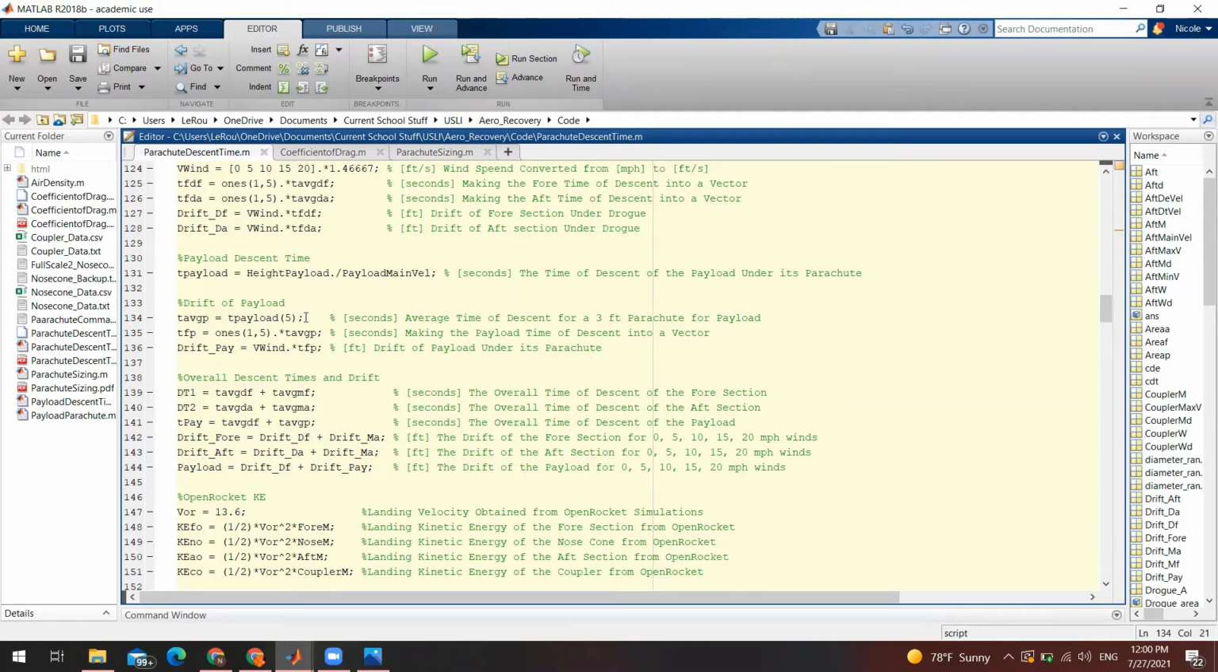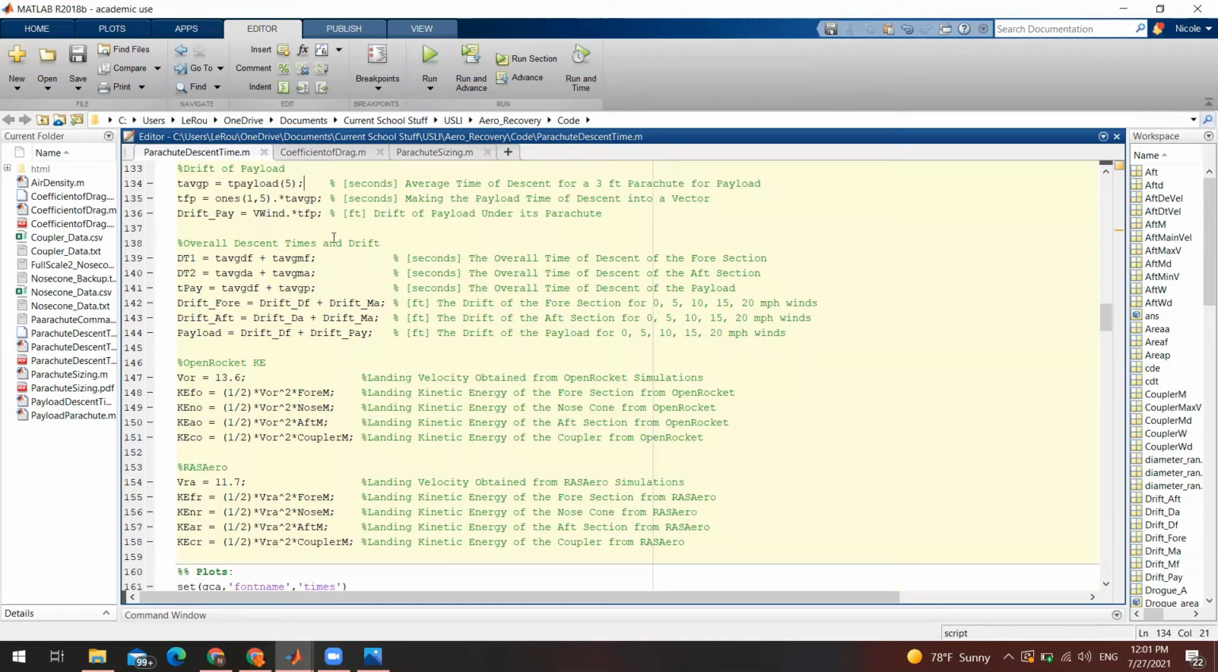We significantly overestimated the size of the parachute for that one because we didn't need to use a smaller parachute. We could use a much larger parachute and we wanted the payload to stay safe. So we used a larger parachute than we needed because it was still within the descent time. And then we just convert it to a vector and multiply it by the wind speed.